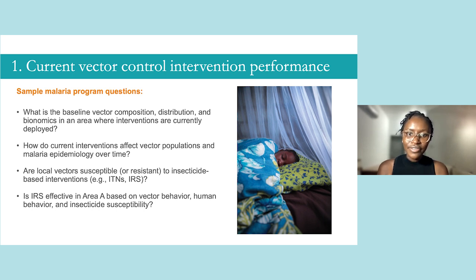That is, do current vector control interventions such as long-lasting insecticide-treated nets or indoor residual spraying result in a change in vector behavior or a reduction in vector populations, human vector exposure, or malaria incidence? Are local vectors susceptible or resistant to current insecticide-based interventions? And is indoor residual spraying effective in Area A based on vector behavior, human behavior, and insecticide susceptibility?